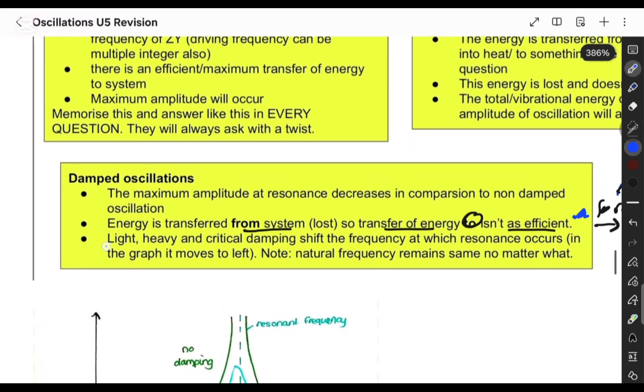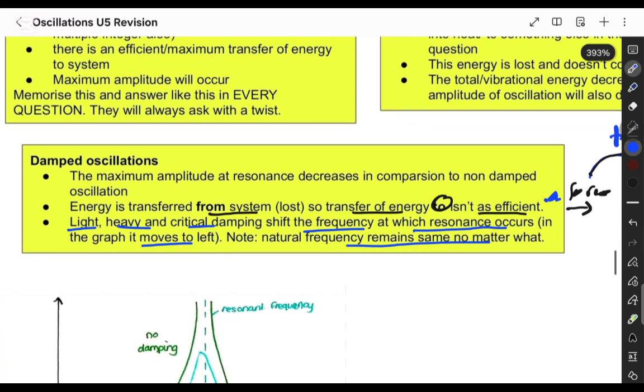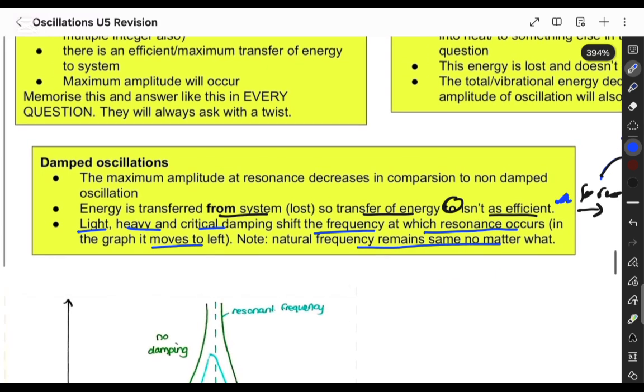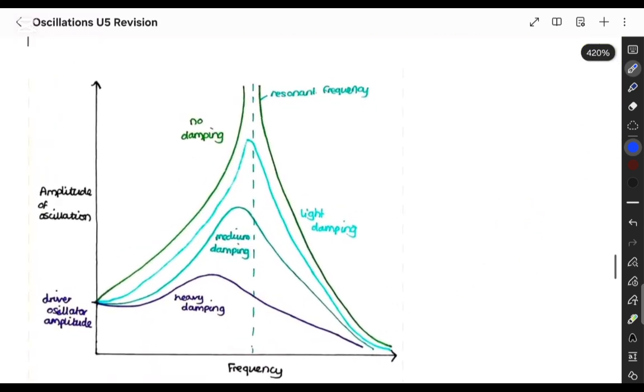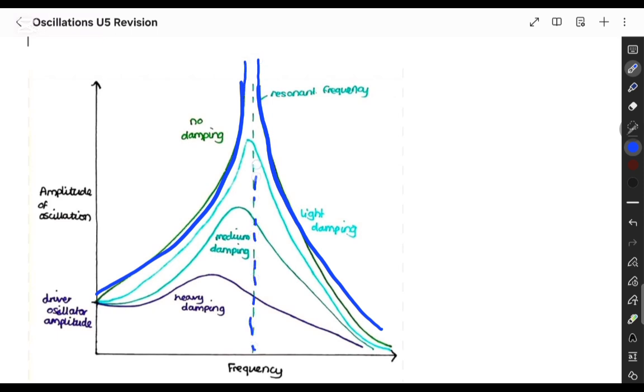Right? Now the next thing is that light, heavy and critical damping shift the frequency at which resonance occurs. The graph moves to the left, but the natural frequency remains the same. Basically, the frequency at which resonance occurs is going to shift, it's going to decrease, but the natural frequency remains the same. So here's the example. This is the resonance graph without damping, amplitude against frequency. You can see that the graph goes to infinity, really, really large amplitude. This is the natural frequency, by the way.